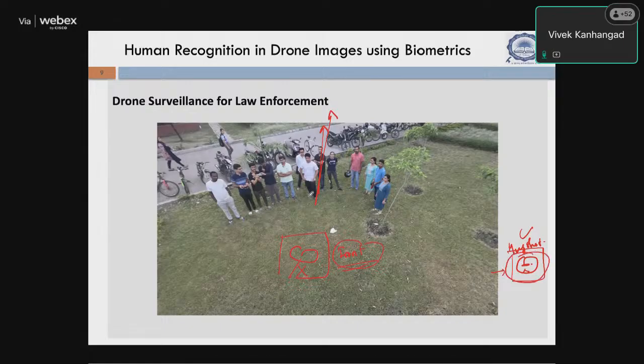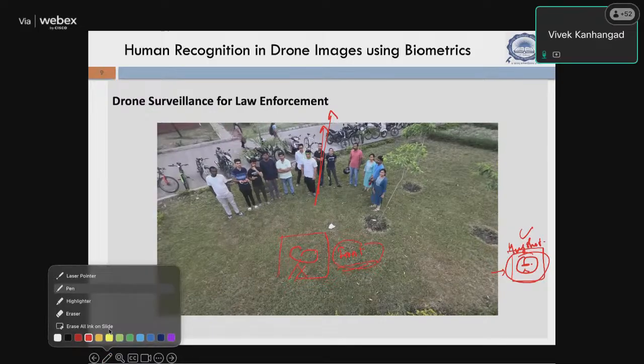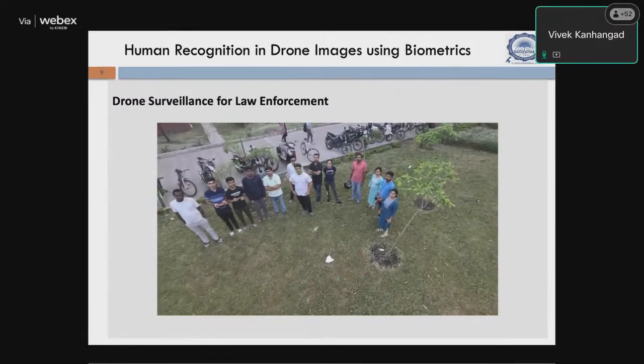But then the challenges are pose variation and perspective variation. The camera looks at the person from a very different angle. So look at it. Yeah, so you can see here, we're now flying the drone at a much higher altitude.